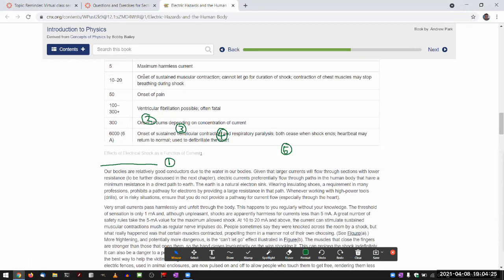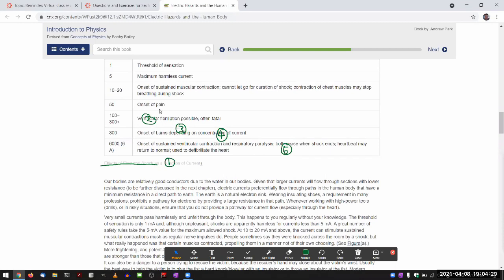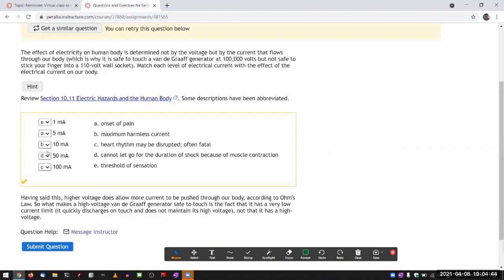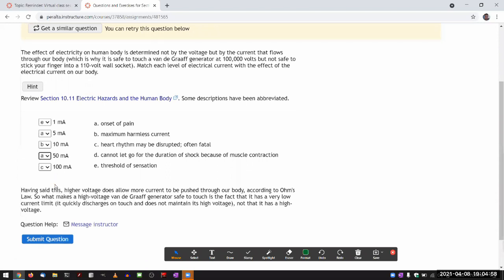Wait, the thing I got wrong was onset of pain. So I guess muscular contraction is actually much less. All right. Again, read the textbook, please. So with that, I think, okay, threshold sensation, onset of pain. Oh, wait, also onset of pain was actually 50. And then maximum harmless current was 5, cannot let go, that's D, that's 10 milliampere, and C is the heart rhythm disruption.